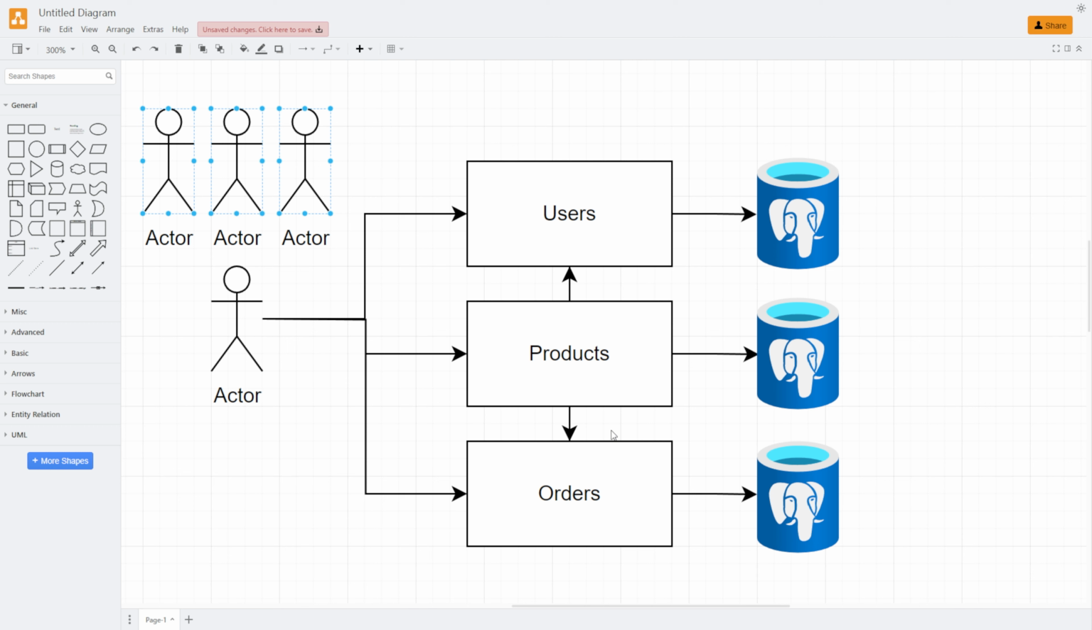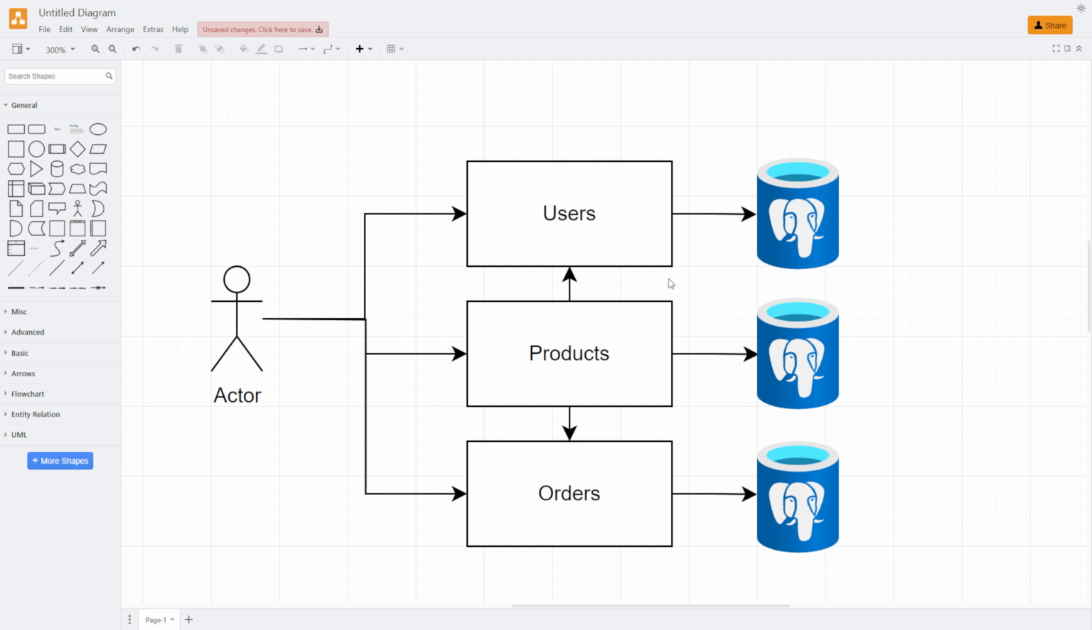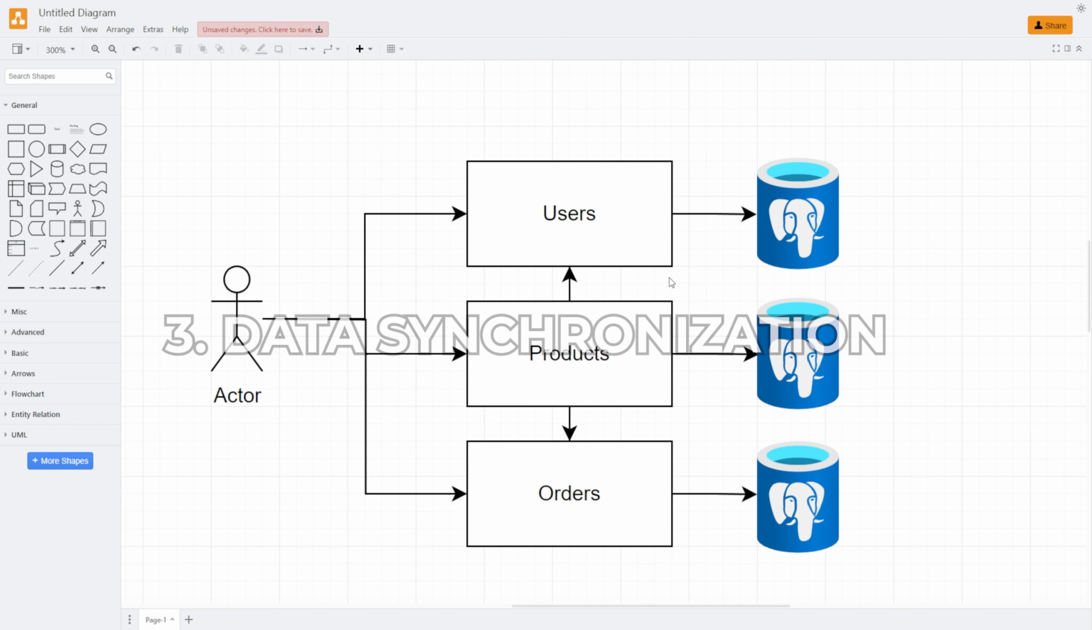That's what I'm trying to say. So what you need to do is have a good team. And that is our second problem. The third problem is technical. The first 2 are conceptual, but the third one is about data synchronization.